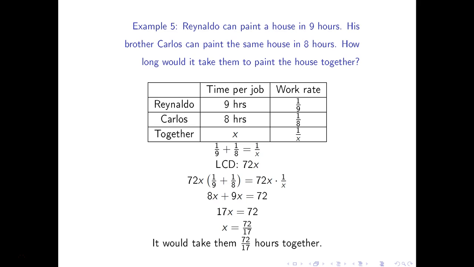Now, if you're curious about how much time that is, 72 divided by 17 is larger than 4, but it's smaller than 5. So it's somewhere between 4 and 5 hours it takes them to do it together. But this is being exact because that's what we do in this class.